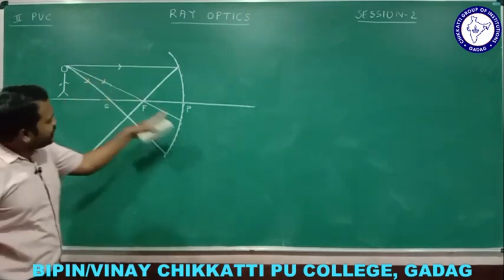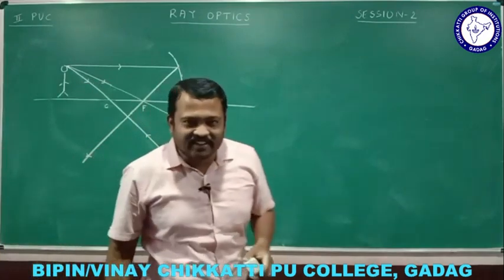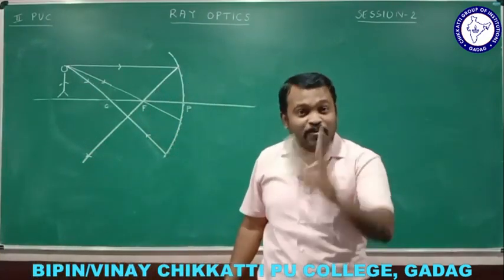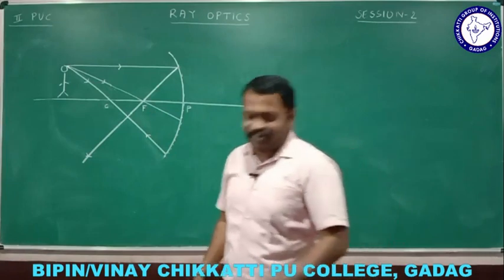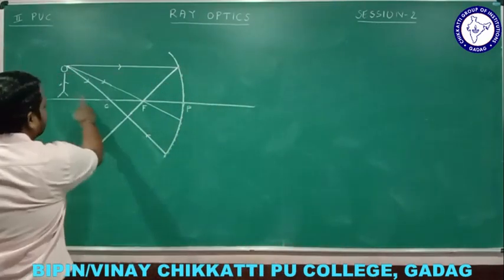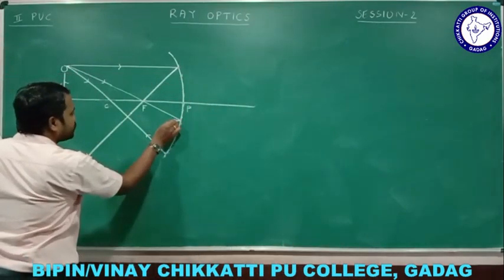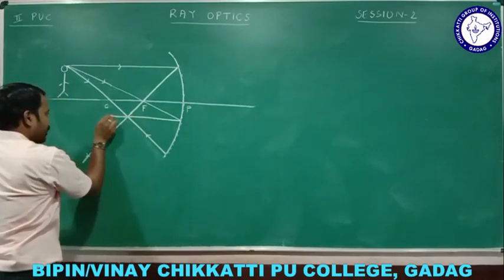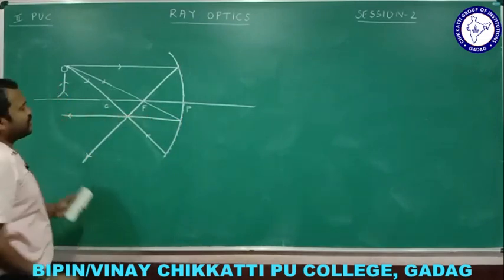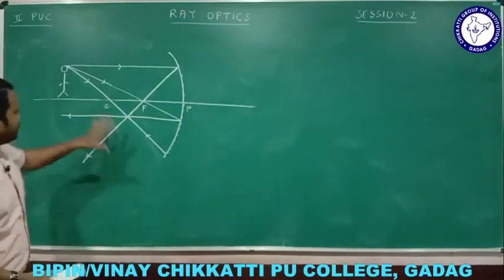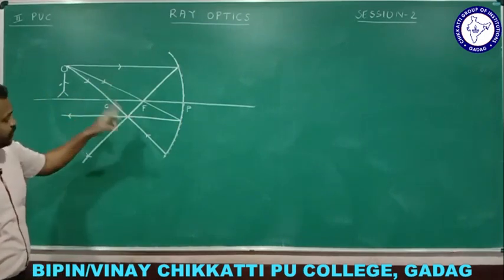Okay, if the incident ray passes through the principal focus, where will the reflected ray be? It must be parallel to the principal axis. Let me take, where is the principal axis? This is the principal axis and the reflected ray must be parallel to it. This is the reflected ray, right? Okay, so just check it out, all these lines meet at a point itself.